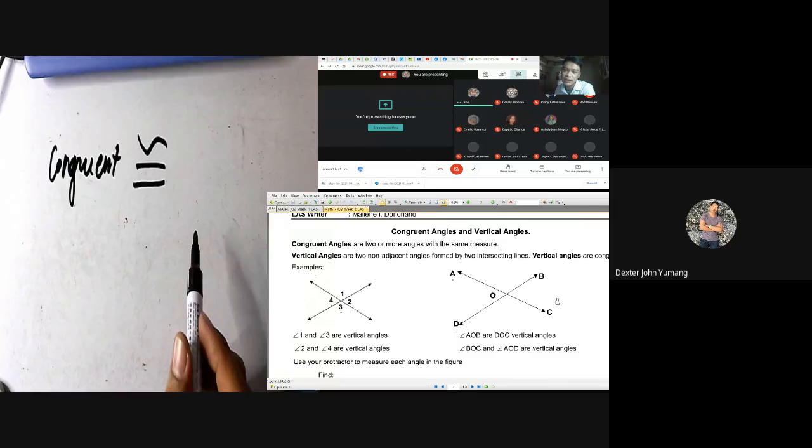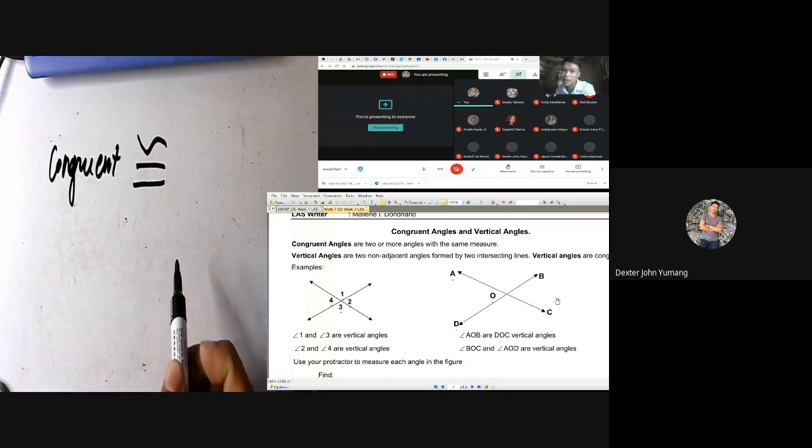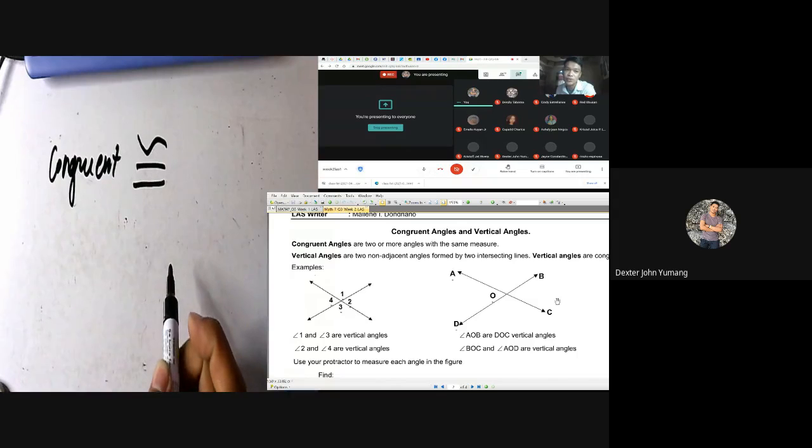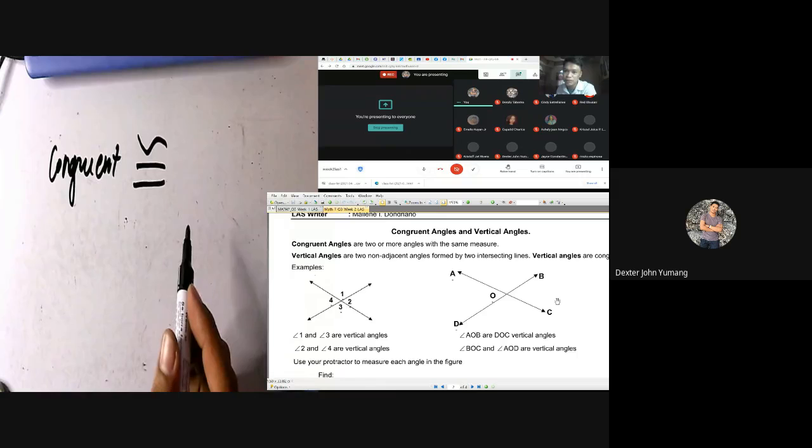Next, what are vertical angles? When you say congruent angles, there are two or more angles with the same measure. That is why they are called equal angles or congruent angles. Next, vertical angles are two non-adjacent angles formed by two intersecting lines. Vertical angles are congruent angles. Here is an example of vertical angles.